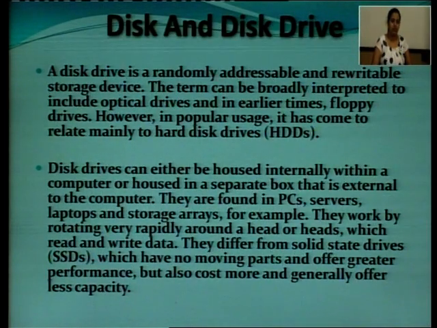So first of all we will discuss the disk and the disk drive. A disk drive is a randomly addressable and rewritable storage device. The term can be broadly interpreted to include optical devices and, in earlier times, floppy drives. However, in popular usage it has come to mean mainly the hard disk drive, that is HDD.